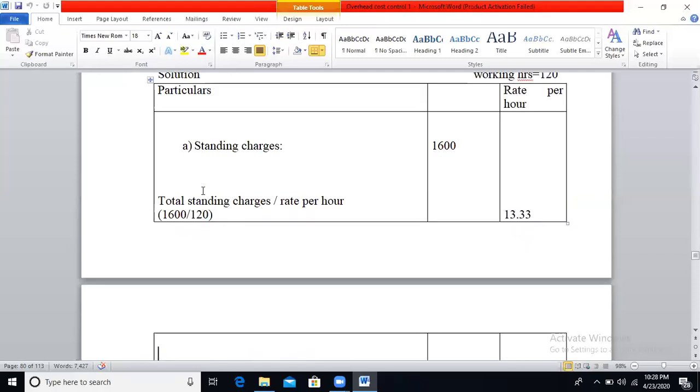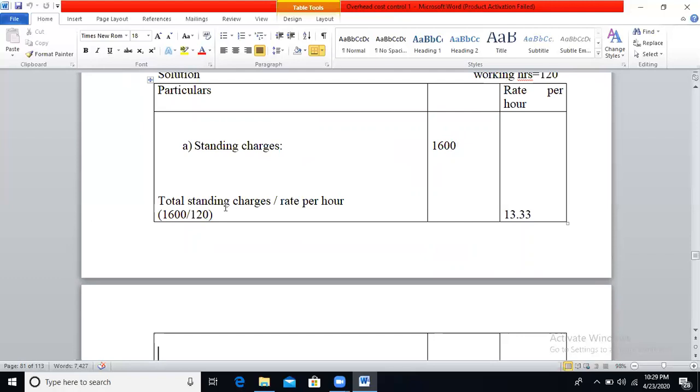So right here we will classify this into two. One is standing charges and B is variable expenses. Take all the expenses under standing charges. Here they have given directly the total value of standing charges, that is 1600. Then if you got the total value of standing charges, the next step is to calculate standing charges rate per hour. How to calculate standing charges rate per hour?